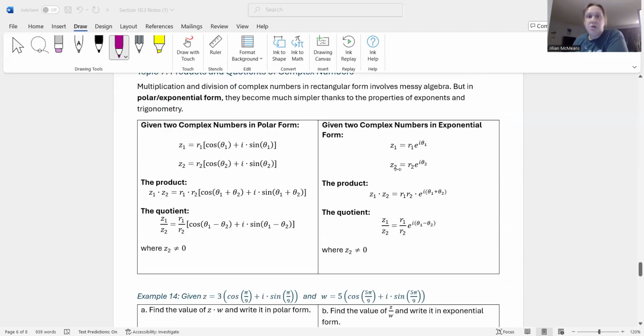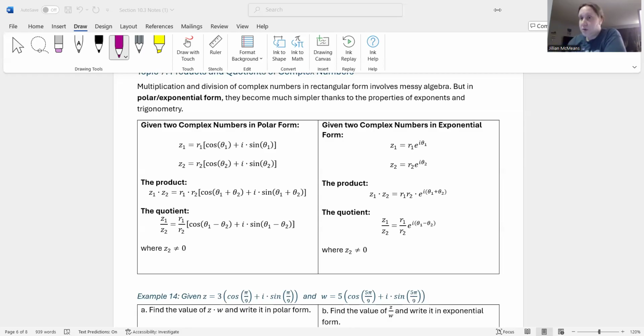So given two complex numbers in polar form, we have z sub 1 equals r sub 1 times cosine of theta sub 1 plus i times sine of theta sub 1. So the little sub 1s just mean this is our first complex number. And then z sub 2 equals r sub 2 times cosine of theta sub 2 plus i times sine of theta sub 2. So don't get hung up on the ones and the twos. We're just saying this is the first point, this is the second point.